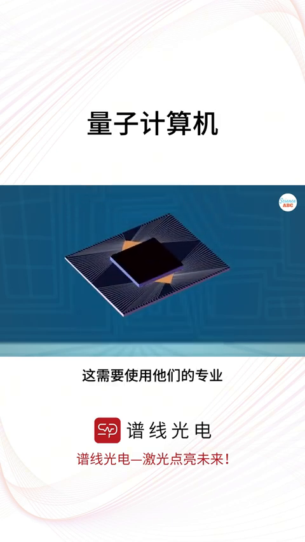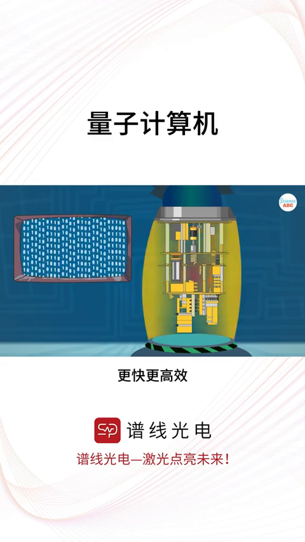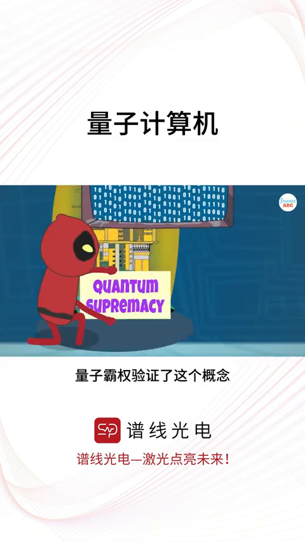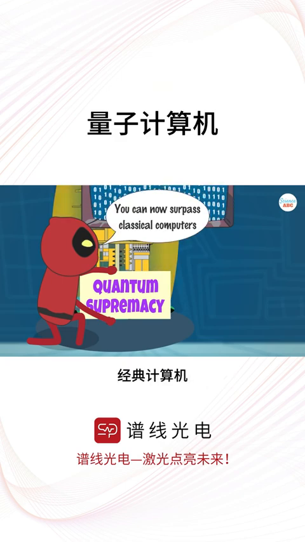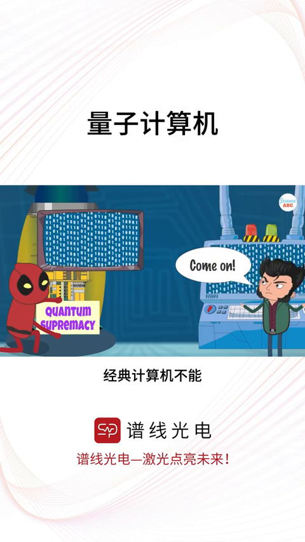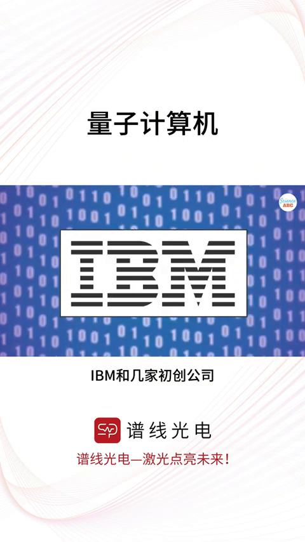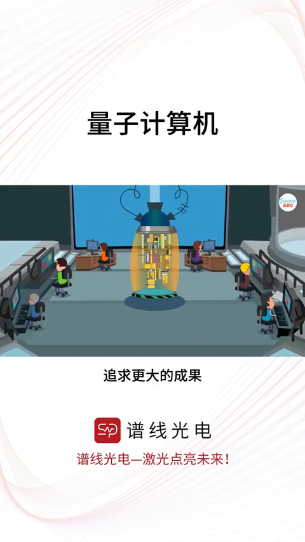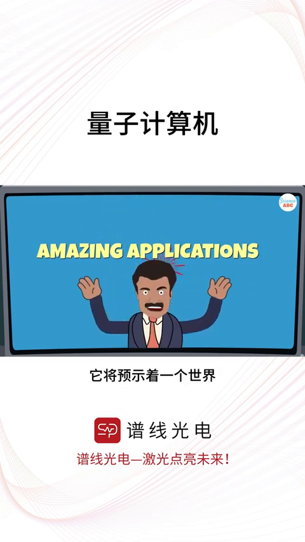This entailed using their specialized Sycamore processor to perform a specific type of computation much faster and more efficiently than the most powerful classical supercomputer. This demonstration of quantum supremacy validated the concept that quantum computers can indeed surpass classical computers in specific tasks by leaps and bounds, and can execute operations that classical computers cannot. This progress also prompted other companies, such as Microsoft, IBM, and several startups, to intensify their quantum research in pursuit of even greater results.